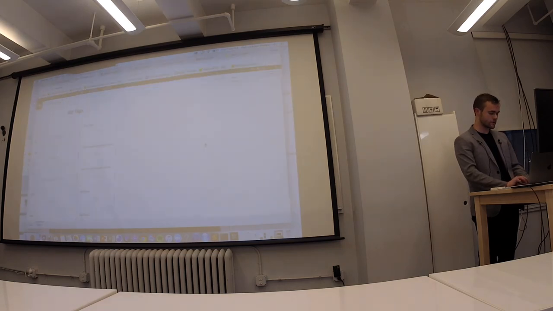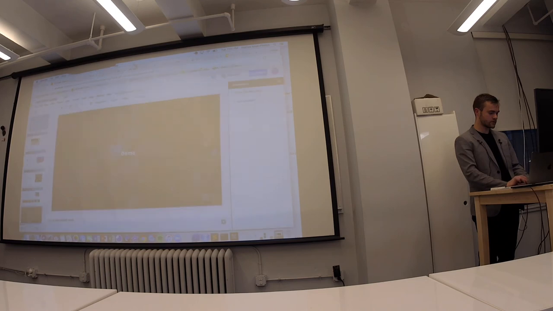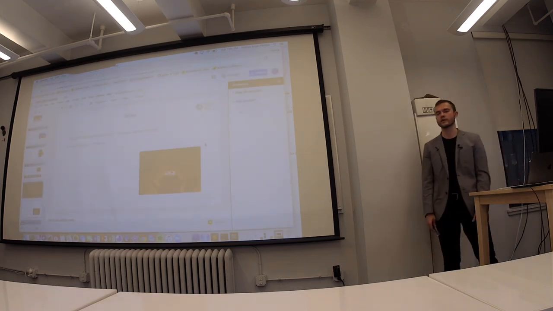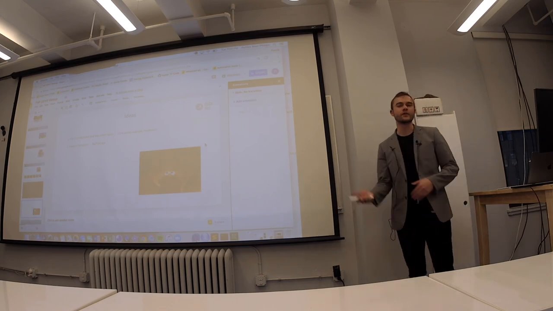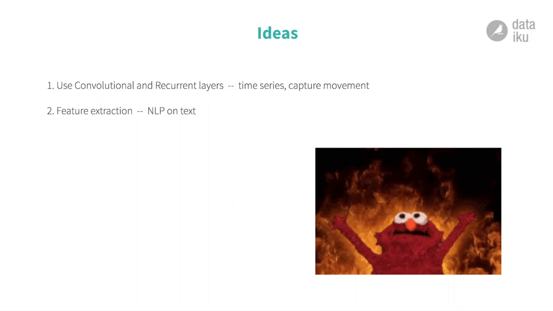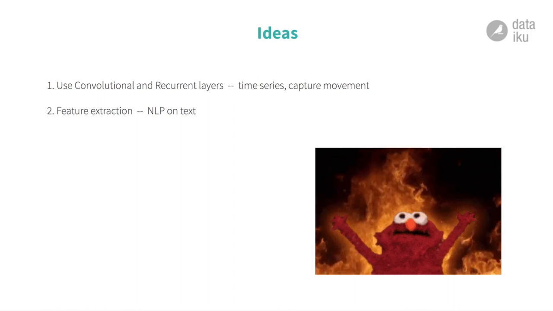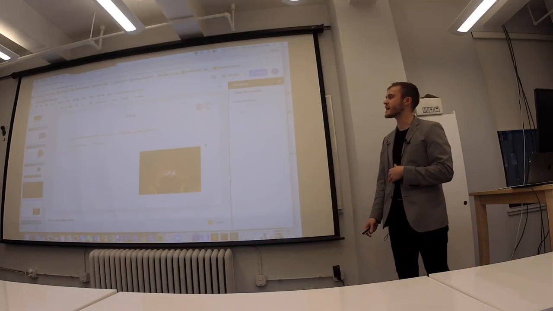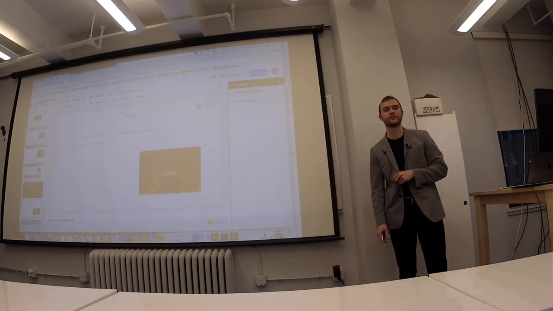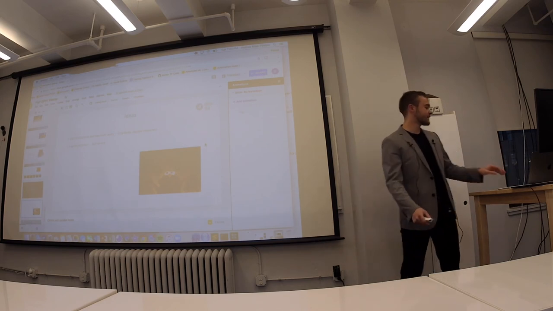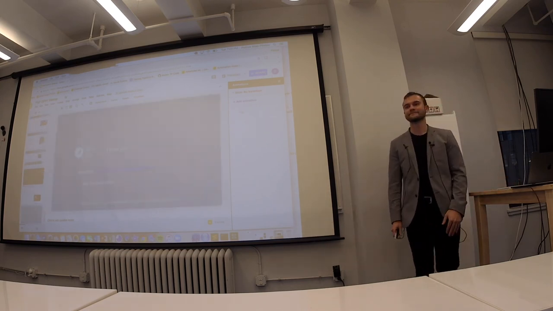The last slide is a couple ideas for the future if anyone were to take this on. One idea is you could use both convolutional and recurrent layers to try and track a GIF over time, try and track certain objects over time. The second one is to do feature extraction for NLP. We know that in a lot of GIFs nowadays, there's text. So that's it.